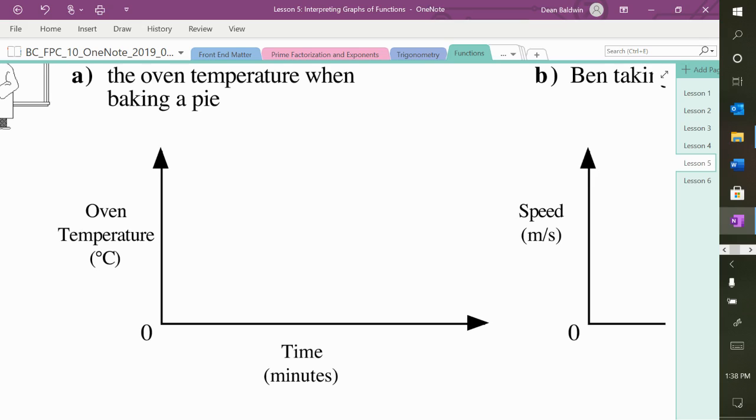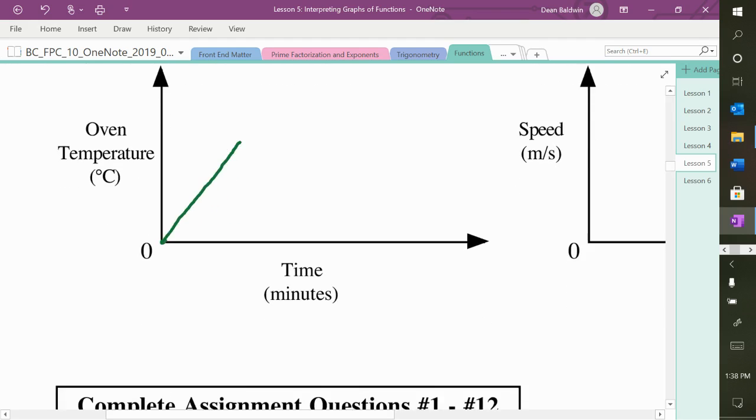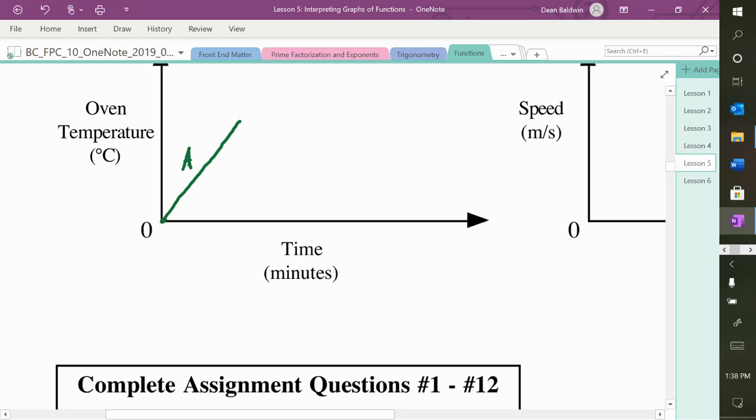All right. Oven temperature. So we walk into the kitchen. We turn on the oven. What's it going to do? It's going to heat up. So it goes, all right, gets to our temperature. Then, we'll call this section A. We're going to write out these sections. A is the preheat.